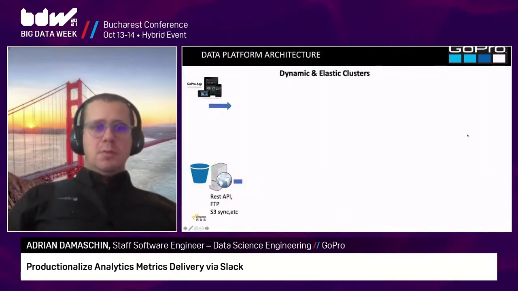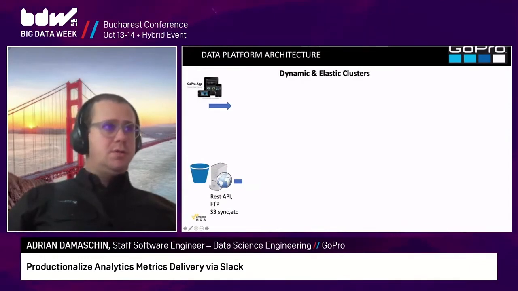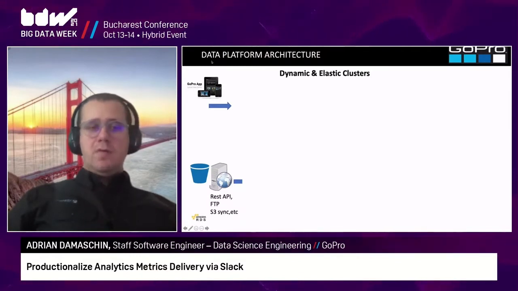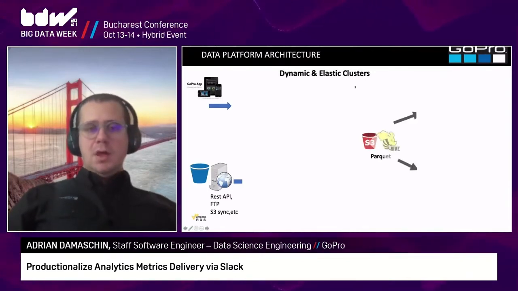So let's talk a bit about the architecture that we have. We talked about the sources. We have the GoPro app and the cameras and all that stuff. We have a REST API, FTP, S3 syncs, and also some external databases maintained as Amazon RDS. Everything needs to get to S3 as Parquet files in the data lake using Hive Metastore.